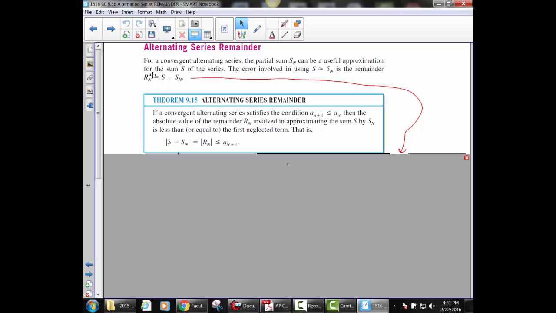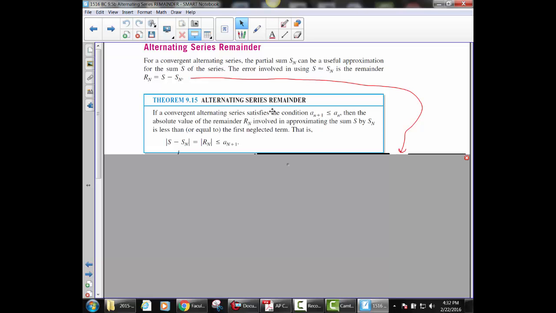So the remainder is going to be the sum of all the terms, the infinite number of terms, minus the sum of the first 10. So this would be R10 equals S minus S10. So if you think about it, if you take all the terms and take away from that the sum of the first 10 terms, what you'll be left with, this R10, is the 11th term plus the 12th term plus the 13th term, etc., etc.